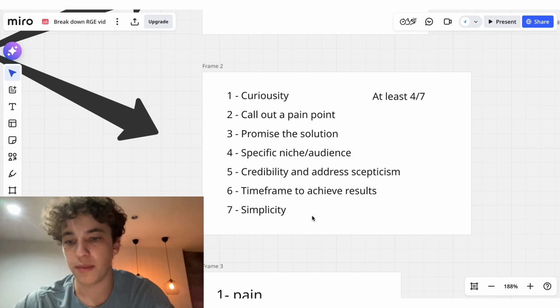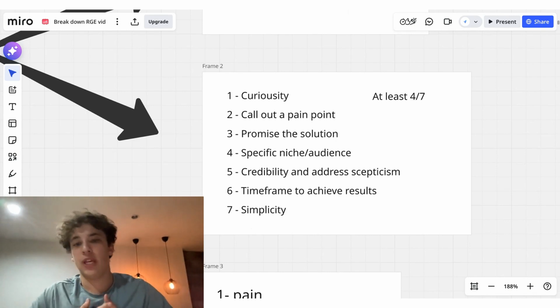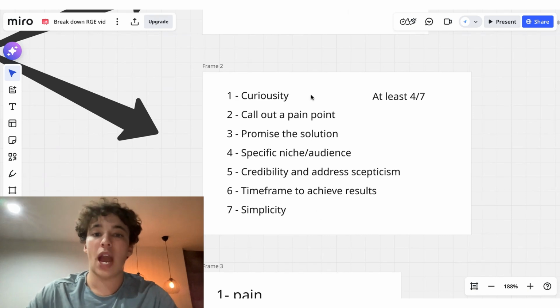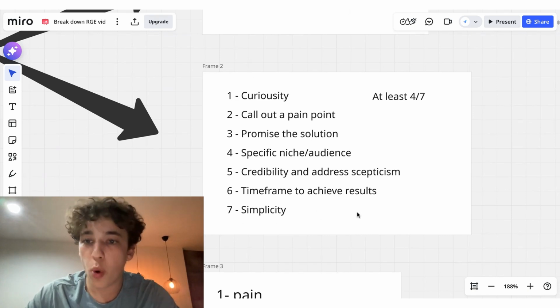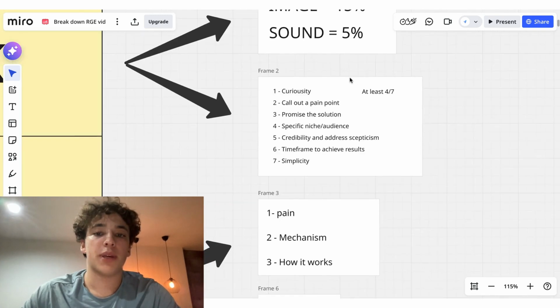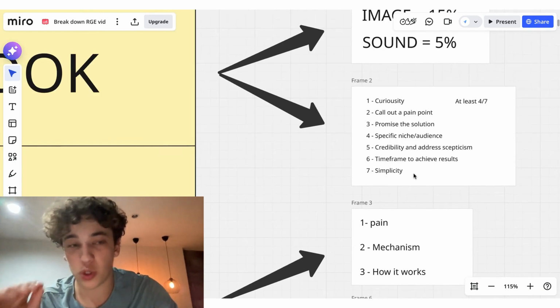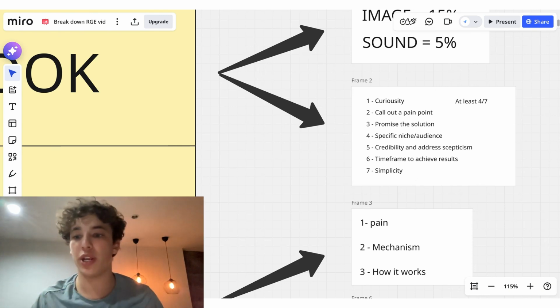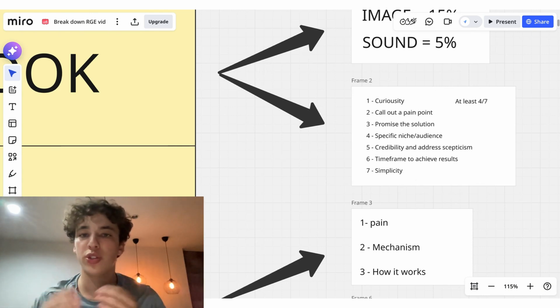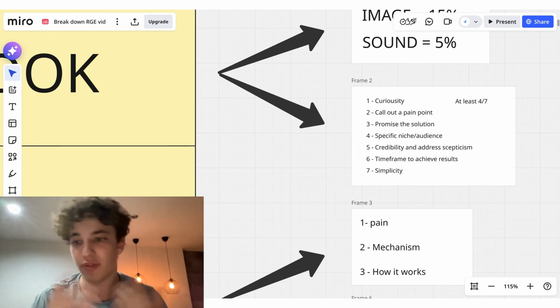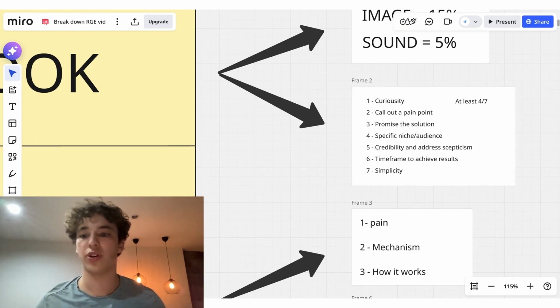And simplicity. So, at least have 4 out of the 7. And if you have more, that's even better, right? So that's the biggest thing of the hook. And also keep it short. Simplicity means keep it short and don't use these crazy words that you might know as a professional in the space. Use it so that everyone can understand it. I usually use a rule of make sure a 15-year-old can understand what you're talking about.